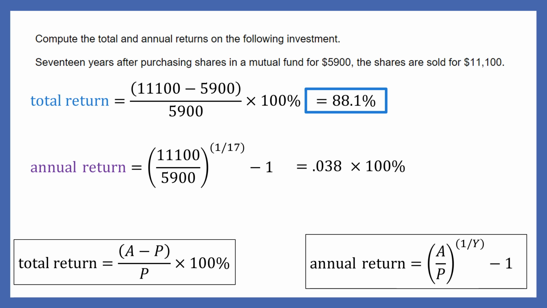And what happens when we do that is we get 0.038. Now, we do also want to multiply by 100, so we have it as a percent. So that means on an annual basis, since it took us 17 years, we actually only made 3.8% per year when we talk about the annual return. So it's important to look at both our total return and how much money we made, but also our annual return. And that really reveals whether the time it took for it to grow was worth it.